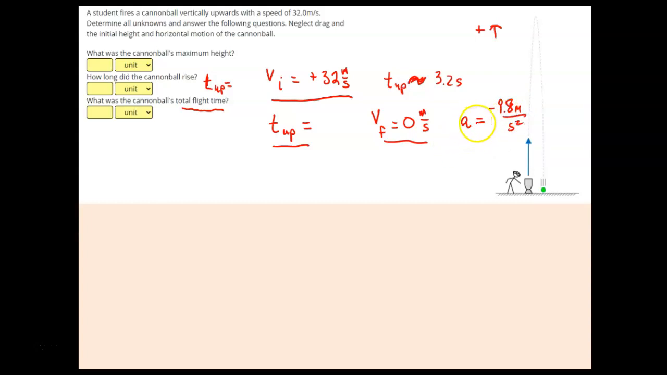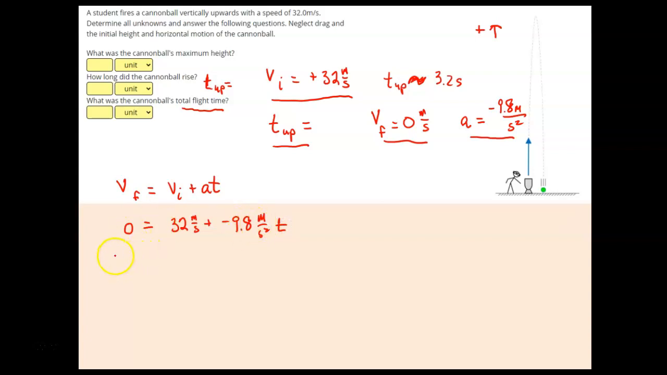Gravity changes the speed of objects by 9.8 meters per second each second in the downward direction. So which equation involves all of this? The best equation is velocity final equals velocity initial plus acceleration times time. If our final velocity is 0, our initial velocity is 32 meters per second, acceleration is negative 9.8 meters per second squared, times time.